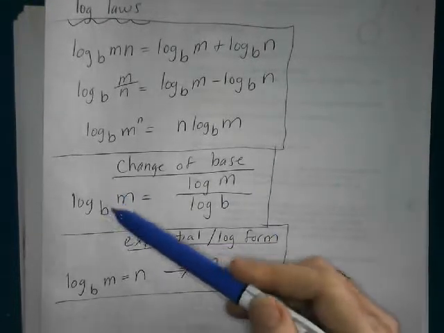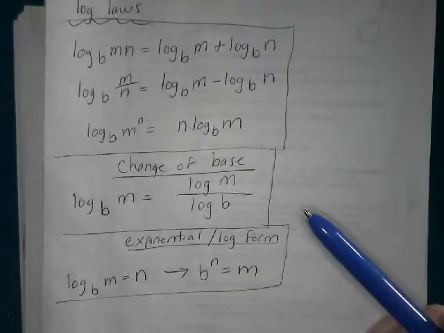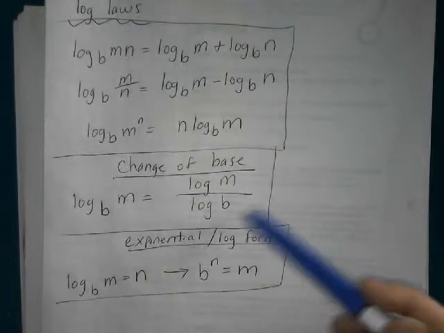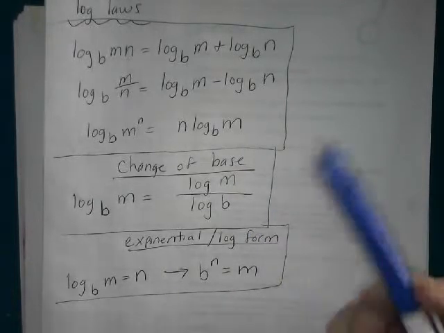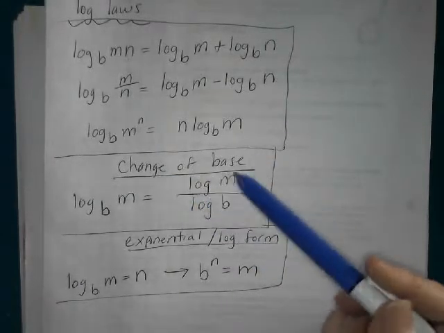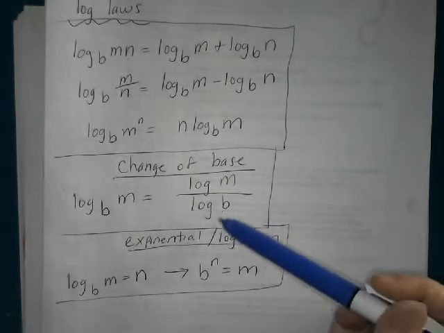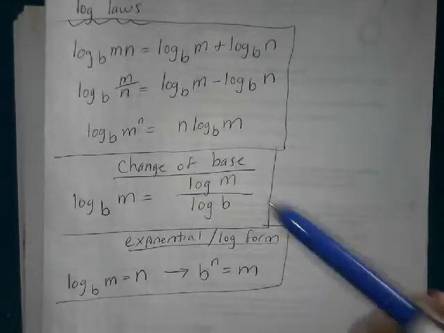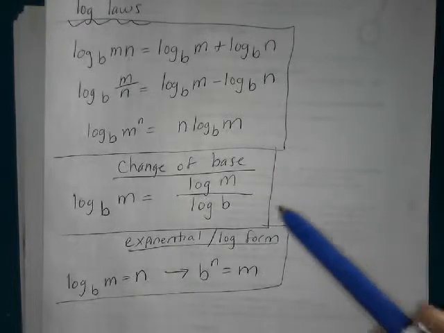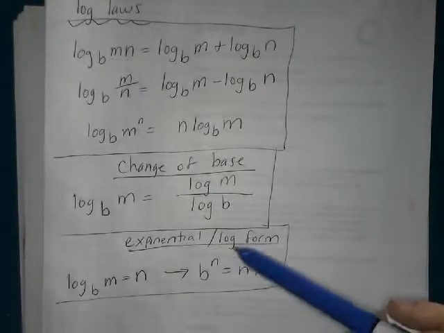Change of base says if you have a log to a certain base and a certain argument, and you want to change it into base 10 so you could use your calculator, you can just take log base 10 of the argument and then log base 10 of the base and do a division, and in that way your calculator can help you solve some of these.